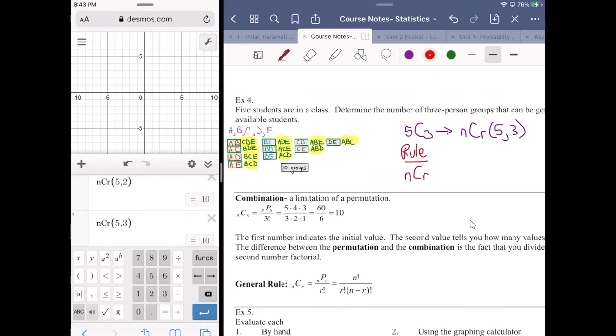nCr, I'm just leaving it in general terms, that's going to be the same as nC(n minus r). Now that's a little bit funky in terms of the notation. We don't like the notation too much. So a quick example, if I say I have something like 20C2, that's going to be the same as 20C(20 minus 2). All right. So 20C2 equals 20C18.